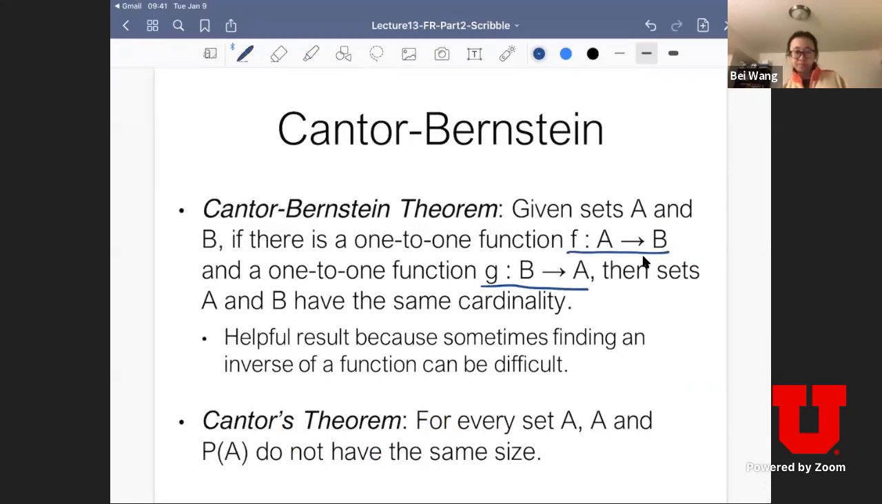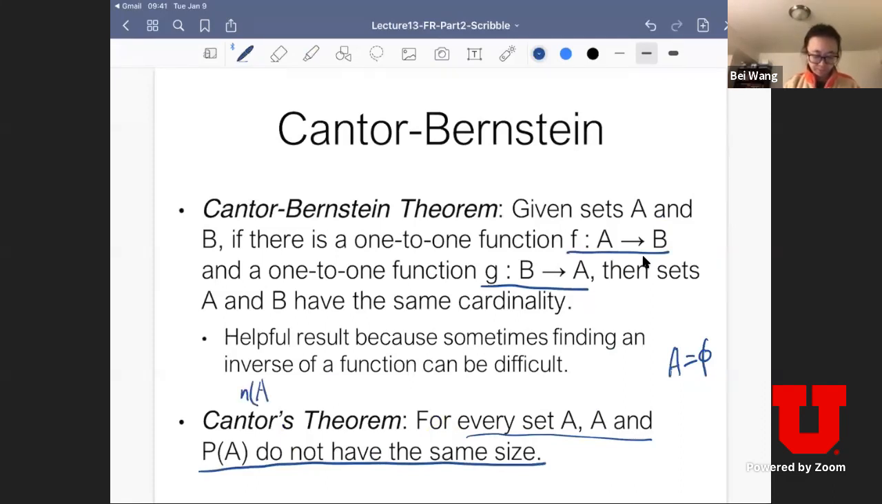In addition, we also have the property that every set A and its power set do not have the same size. Remember, the power set is all possible subsets. Let's double check in the extreme case where A is equal to the empty set. If A is the empty set, the size of A is equal to 0. But the size of the power set of A is equal to 1 because it has the empty set as an element. So there's at least one element. So 0 is smaller than 1, and they don't have the same size.